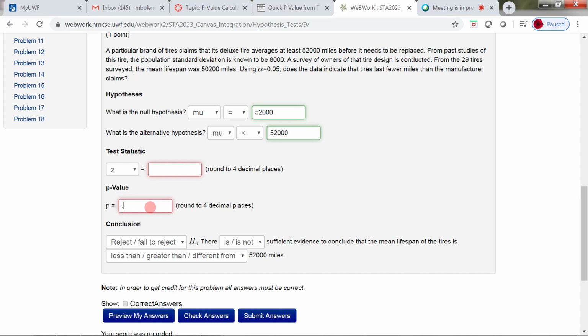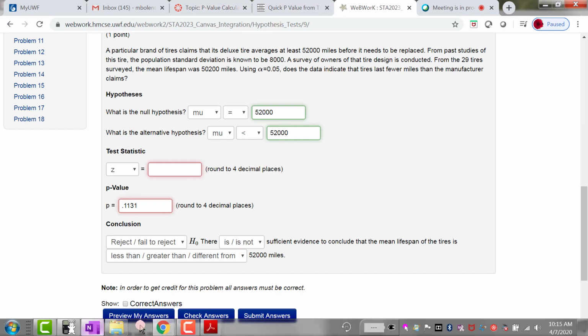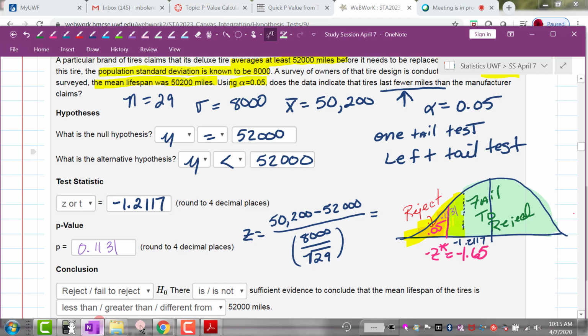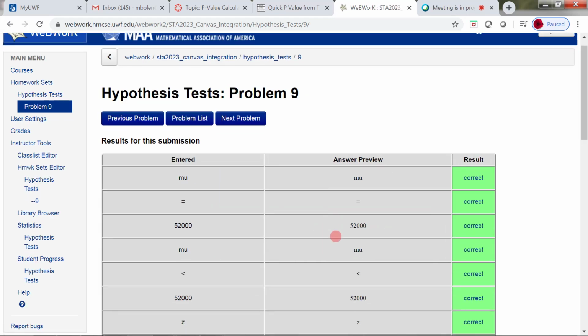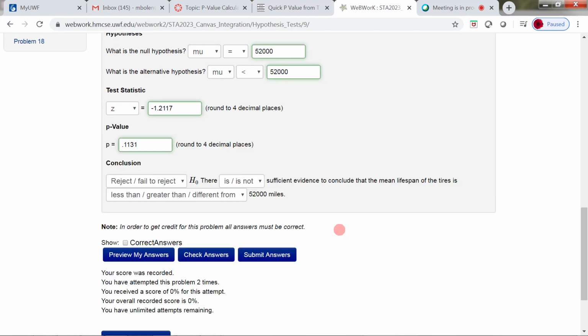So 0.1131, and then our test statistic was negative 1.2117. Submit answers. And let's see what the tolerance is. Very good. Okay, so we're set. So we failed to reject. So this one here is failed to reject.